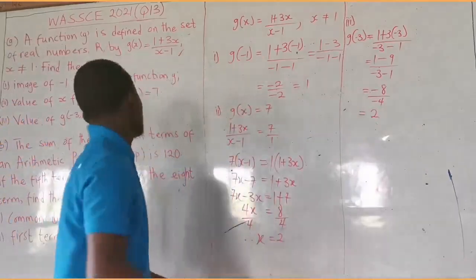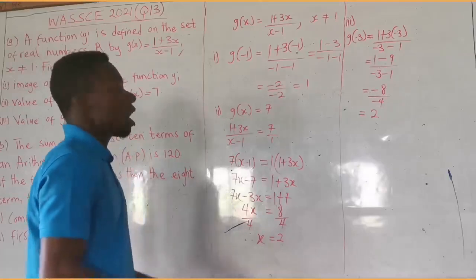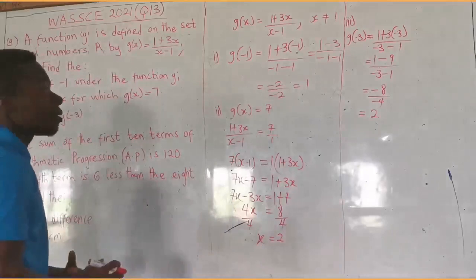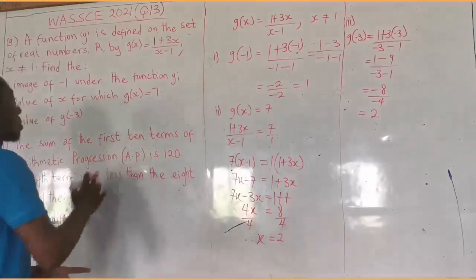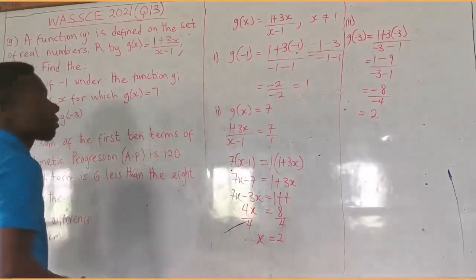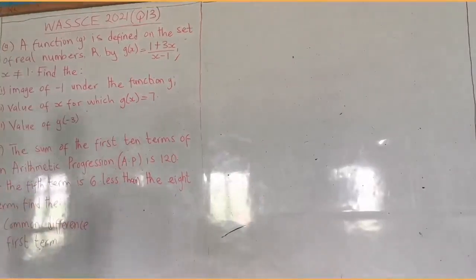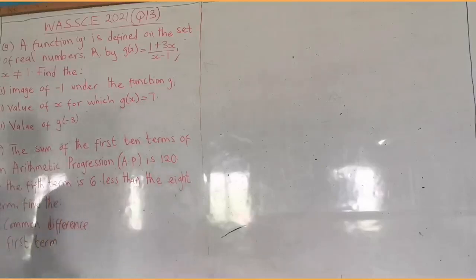Alright, so let's continue with the B part of this. I believe we got it right. Now before we continue with the B part, let me clean some of this so that you can have this right. So let's look at the B part of question 13 for core maths WASSCE 2021.